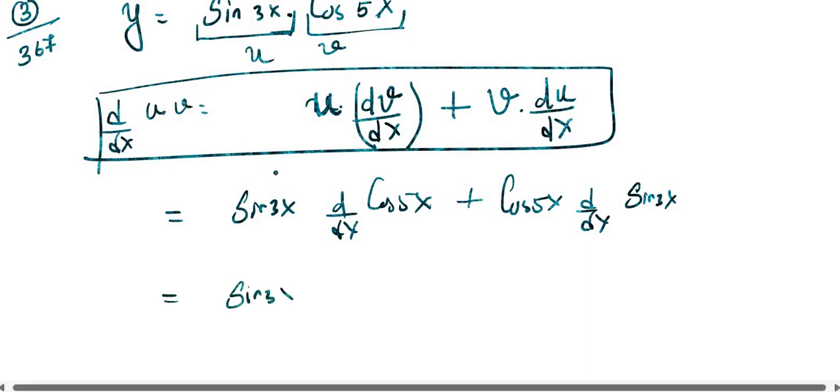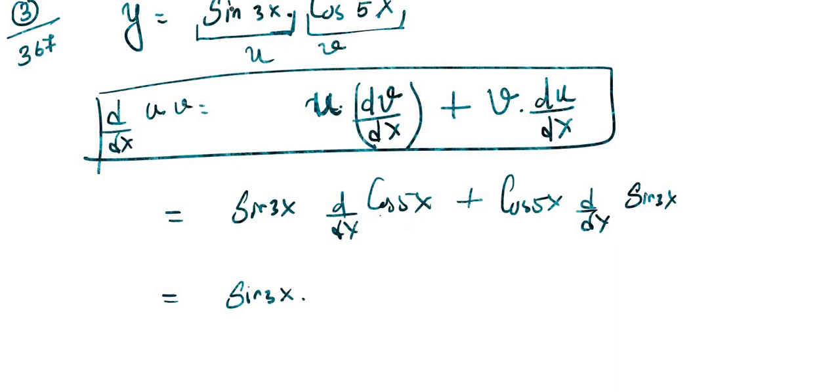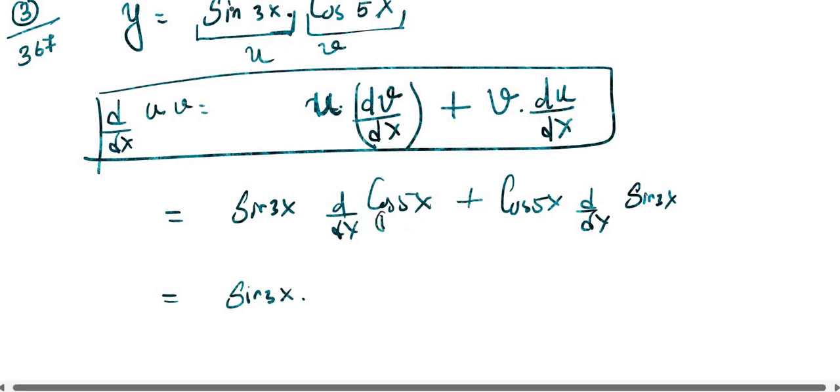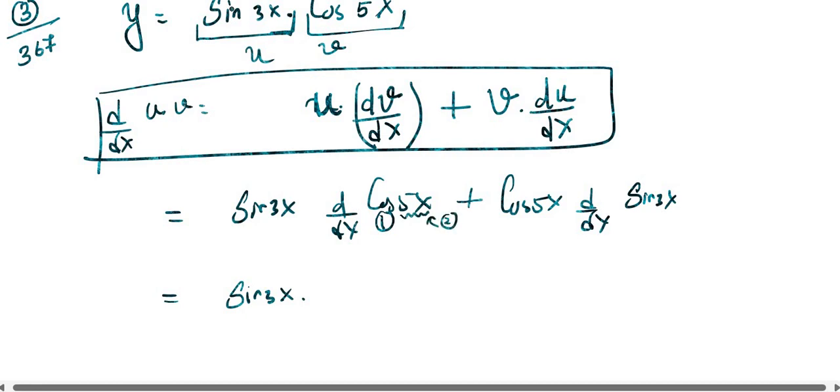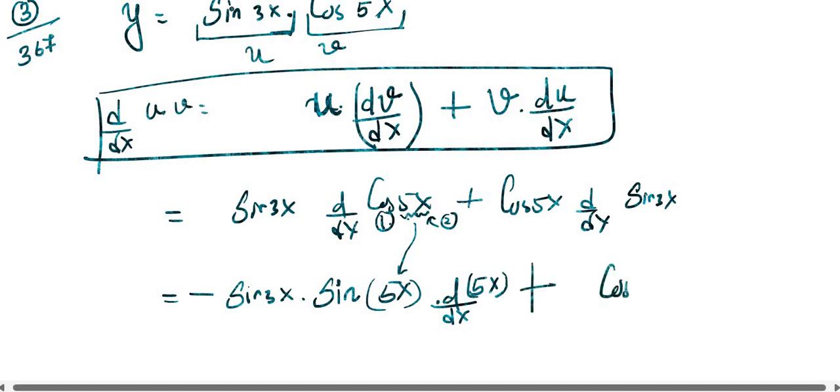Now, sine 3x as it is, what is derivative of cos 5x? There are two functions. So first I will take care of cos, then I will take care of 5x, because here I am applying the chain rule. The derivative of cos is minus sine 5x. Here I am assuming this is x, but it is not x. So I am doing the derivative again, plus cos 5x as it is.